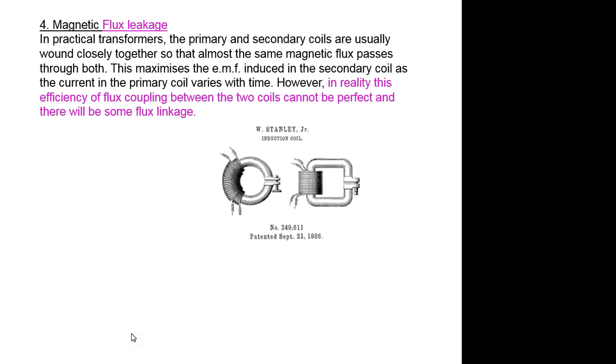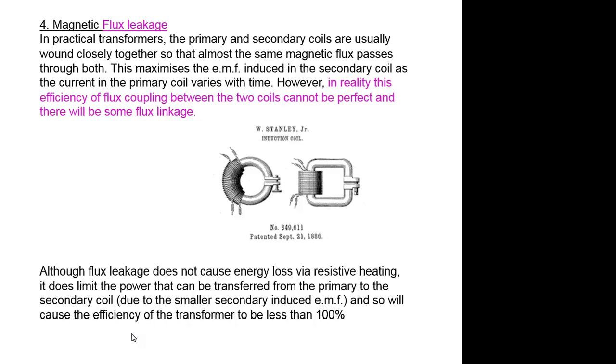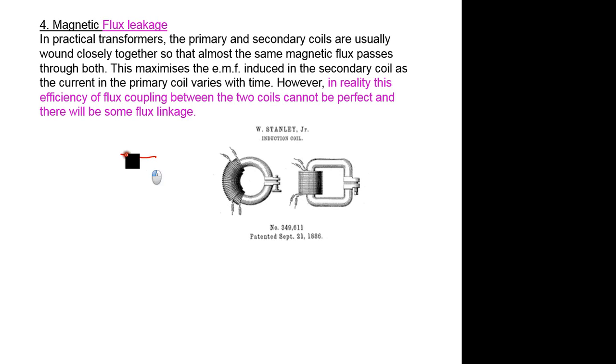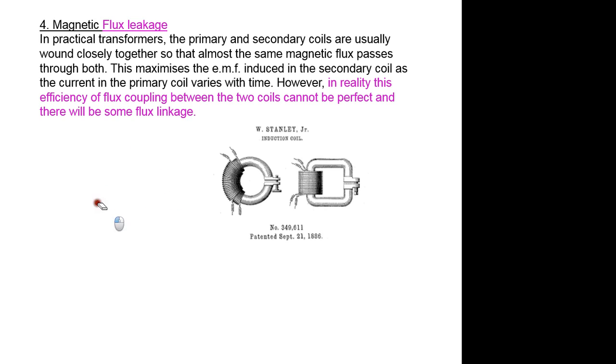Good. Next one, flux leakage. Remember, we always draw the diagrams like this. At the very start, I said, look, the diagrams is what we draw. But in reality, we always connect it like this, patented in 1886. Oh, wow. Patented 1886, I don't know how much older than you. Much older than me also. Why do they put the coils like that?